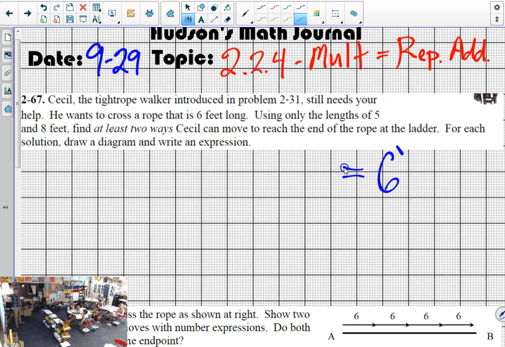Remember, a single tick mark above the number means feet. A double tick mark means inches.